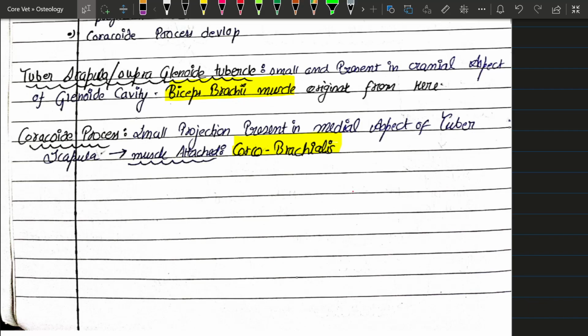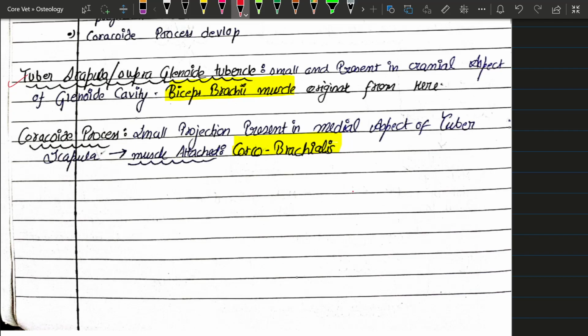Now, talking about the distal angle also, there is the presence of what? The tuber scapula. On the spine, it was the tuber of scapula, and here it is the tuber scapulae. Okay, so both are different. Now, discussing the tuber scapula, or the supraglenoid tubercle.